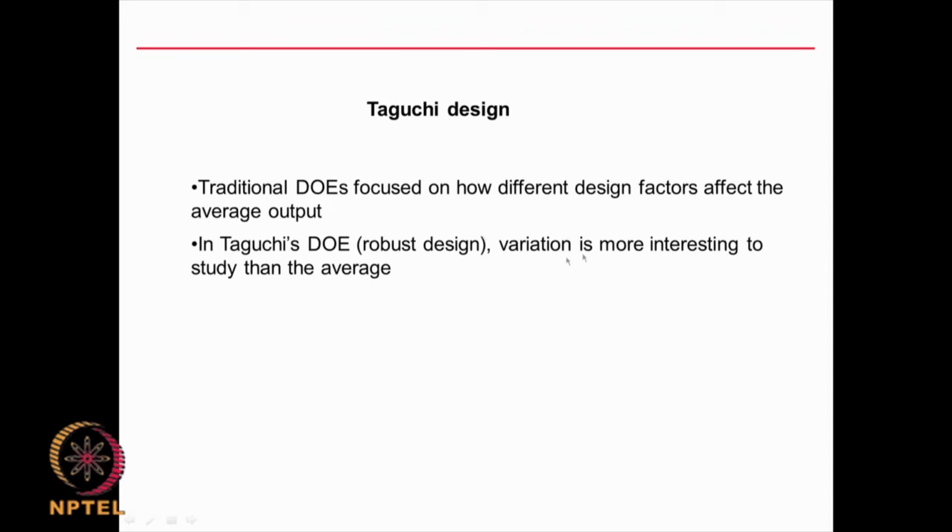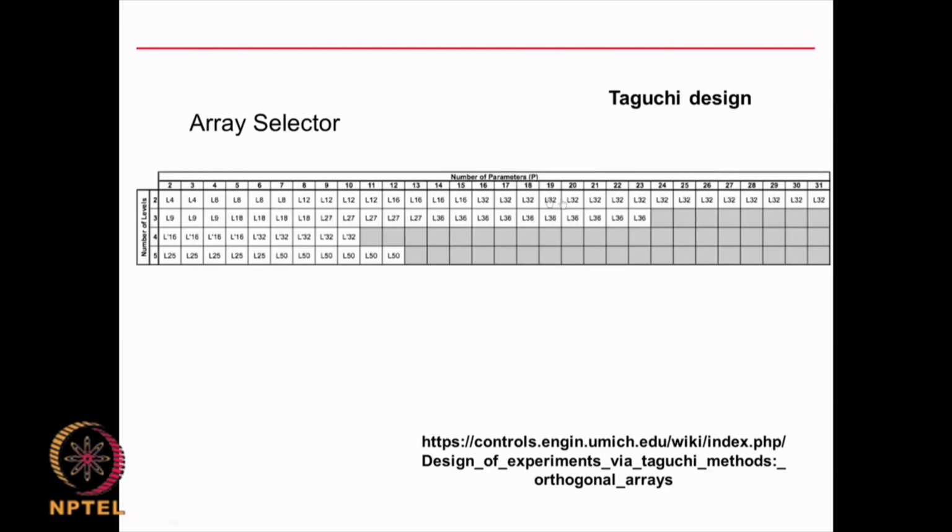So, he is looking at Taguchi, who has developed designs looking at them as possible robust designs, and also looking at the variations rather than the averages. Whereas with normal designs like your factorial designs or even your Plackett-Burman, we are looking at average output, we are more interested in that actually. So, Taguchi design, you go, there is a design selector there.